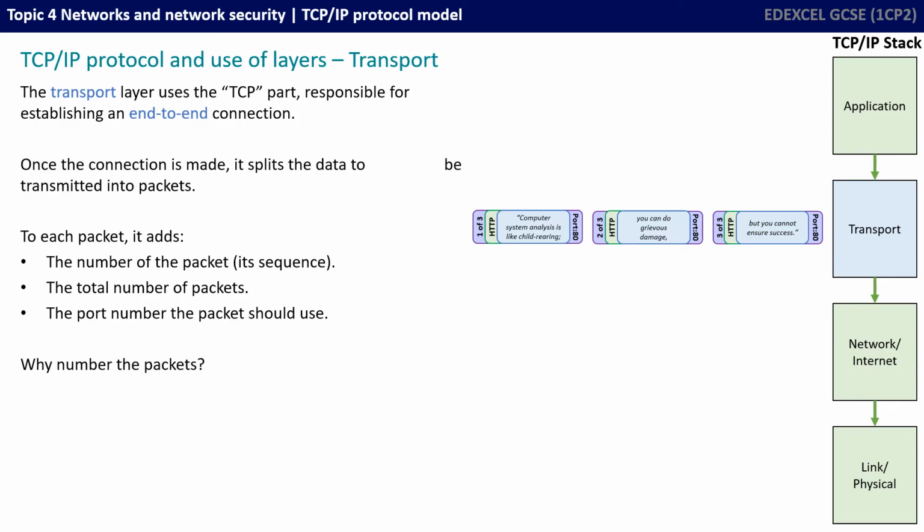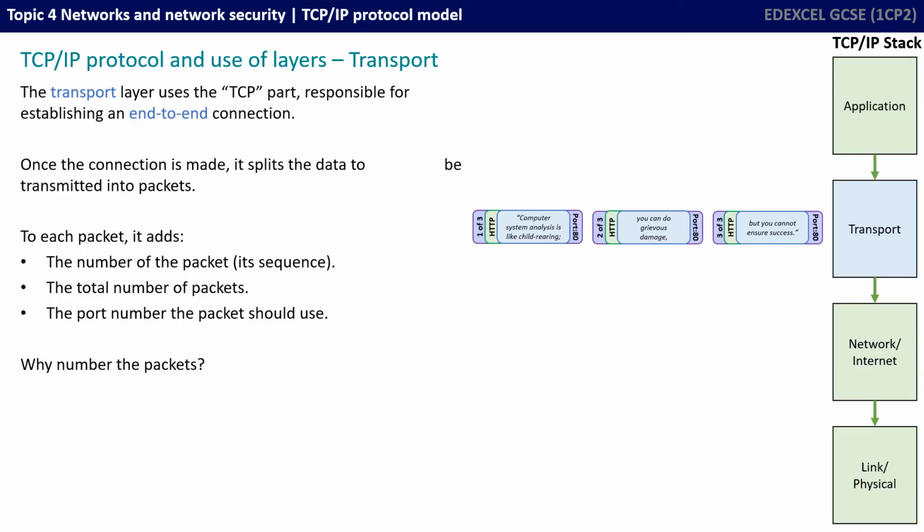We now need to add to each packet the number of the packet, e.g. packet 1, and also the total number of packets, e.g. packet 1 of 3. And also a port number to the packet. We can see these have all been split up now, and this additional data is kind of wrapped around the original data. Think of it like a parcel. This extra information has been wrapped around the information which was already wrapped around the data from the application layer.